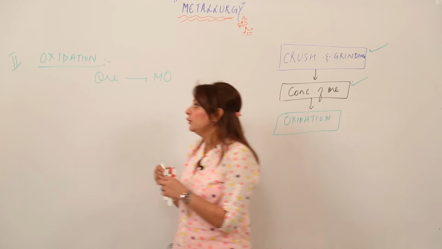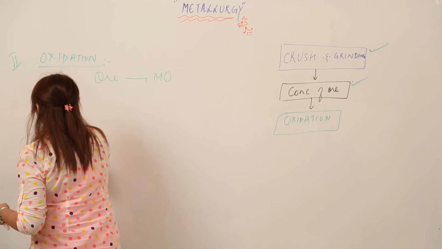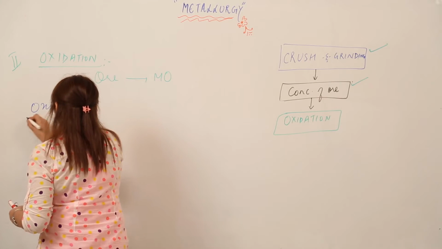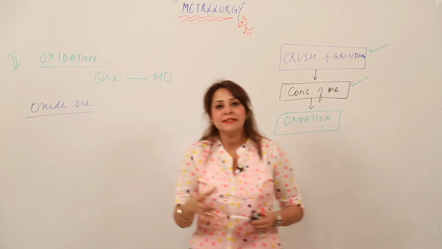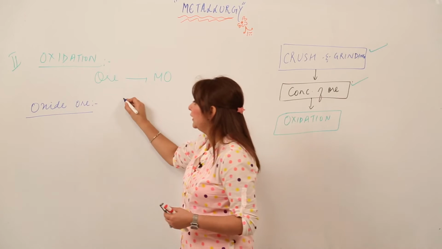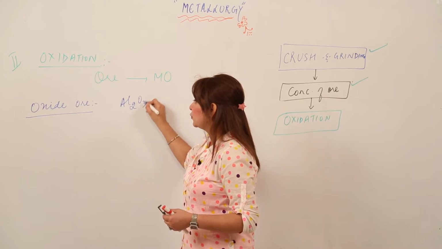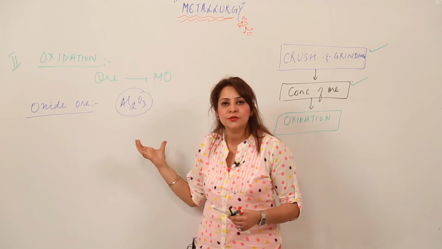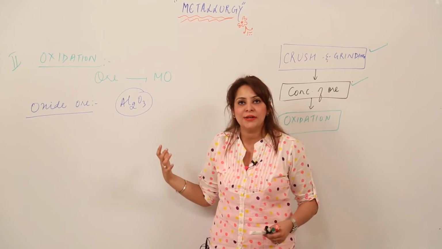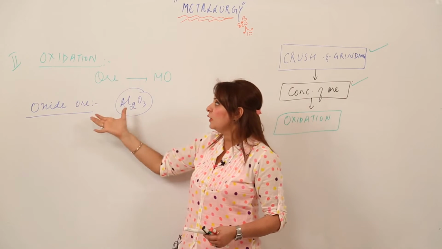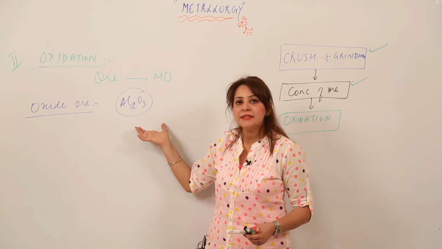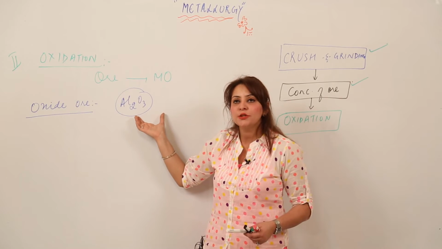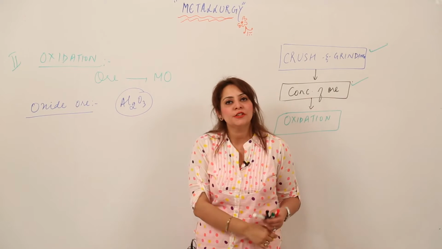First of all, if you have to oxidize the oxide ore, what will you do, right? For example, if I tell you that we have the concentrated bauxite ore, which is Al2O3, which method will you employ for oxidation? I want you to answer it. Just tell me, if you have the oxide ore, as in the example, the concentrated bauxite ore, what method would you employ for oxidation?